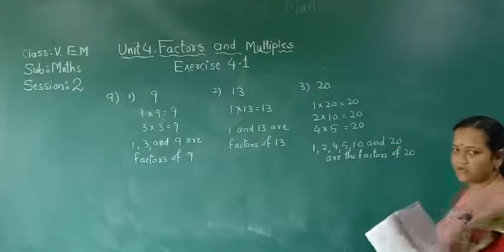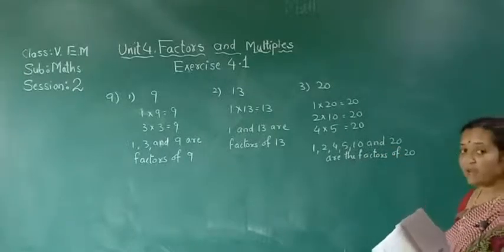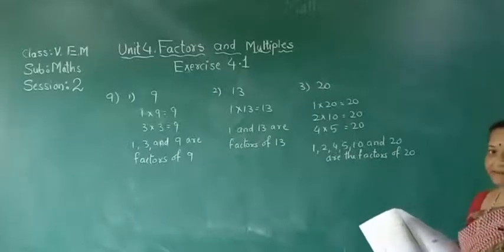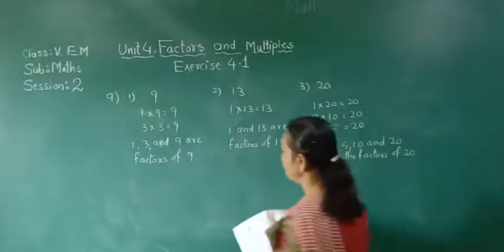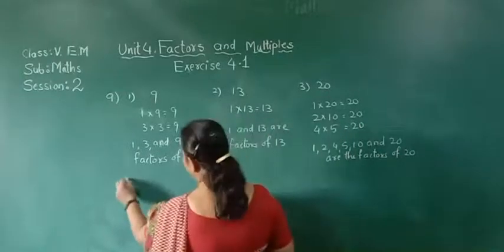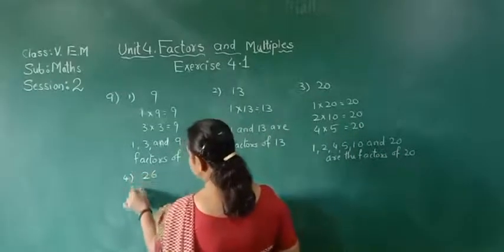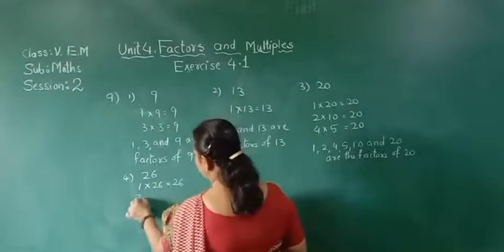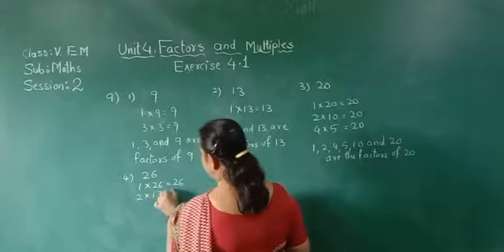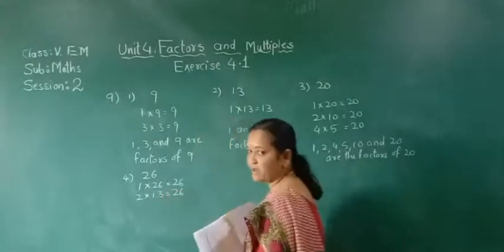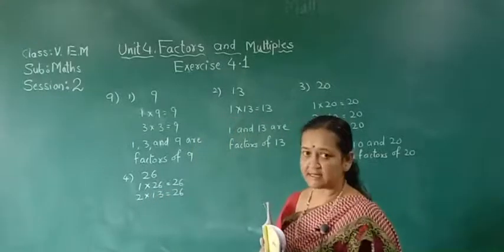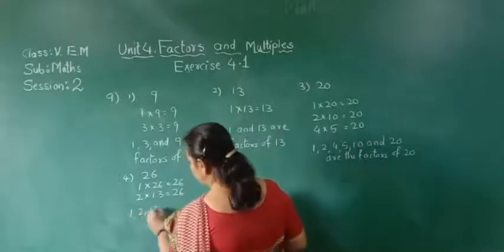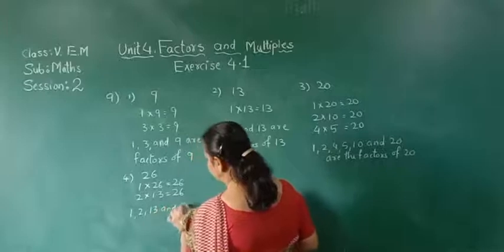This understood, children? We should write all the factors of the given number. So for 20 we have 6 different factors. Then fourth one, 26. 1 26 is 26. Then 2 13s are 26. Then in the 3 table, 4 table we won't find 26. Okay, so here 1, 2, 13 and 26 are the factors of 26.